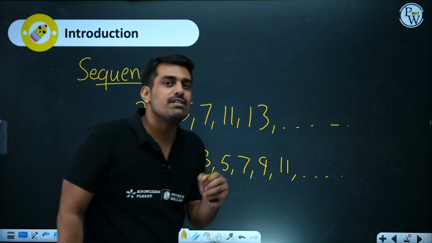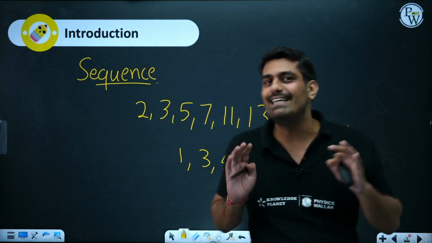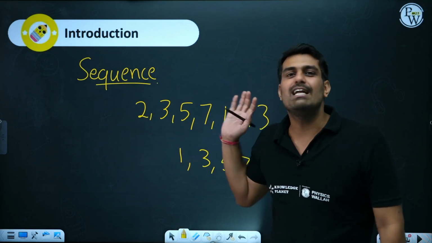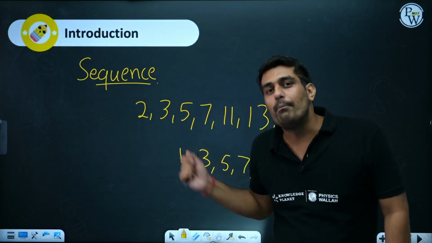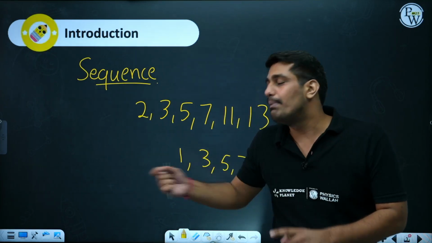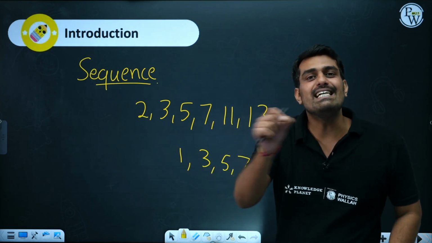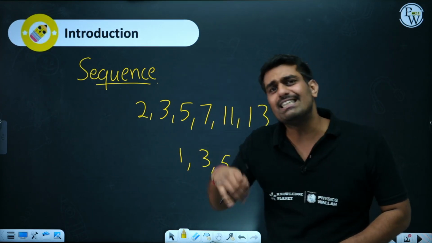So sequence, if I have to explain to someone what exactly is sequence. Sequence is a logical pattern. Sequence is based on logic. We are deciding the numbers one after another. So this is what a sequence is.